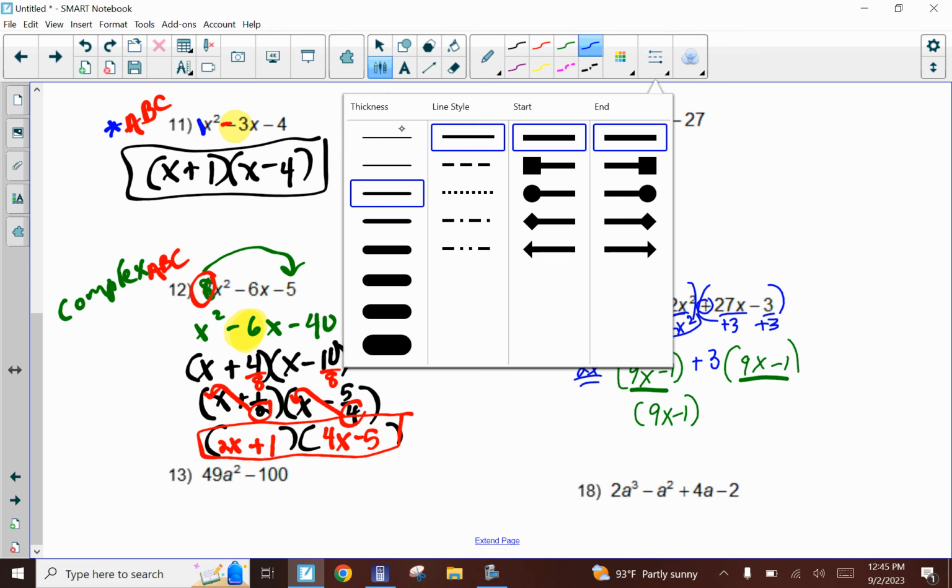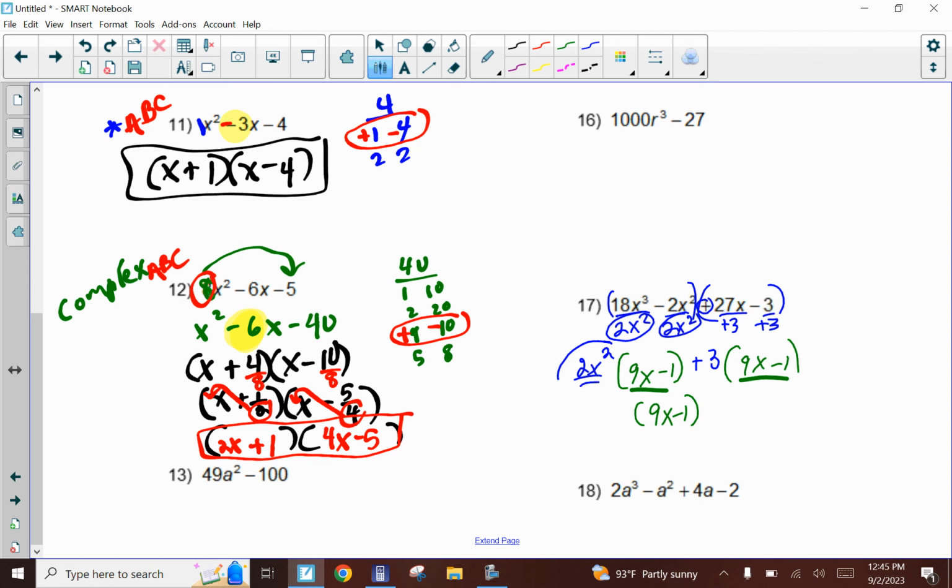Then we're going to go ahead and take those GCFs that I took out from each set, and we're going to use those to create the second set of parentheses.